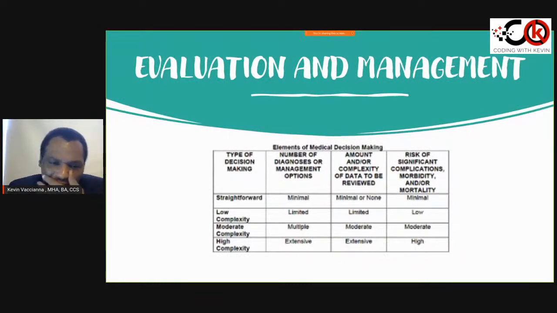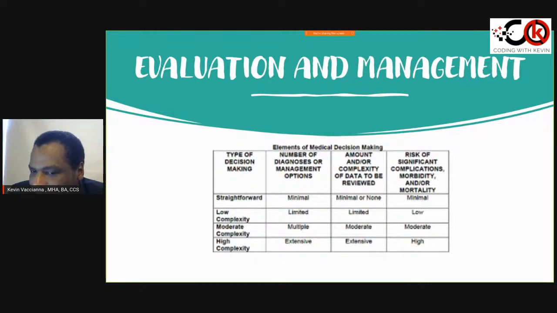Okay, with the medical decision making, we also went over this, and we said that you pretty much have 4 levels to think about: straightforward, low complexity, moderate complexity, and high complexity. Within those 4, these are the factors that you have to worry about. You have to worry about the number of diagnoses or management options there are. You have to worry about how much data complexity there is to be reviewed. You have to review the risk of significant complications, morbidity, and/or mortality.